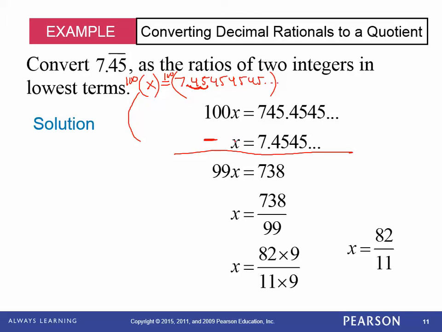So 100x subtract x gives you 99x. 745 subtract 7 gives you 738. And the repeating section, since it's the exact same number, we just got rid of all this repeating decimal. That's exactly what we wanted. After that, divide by the multiplier of x, and then reduce as you can. In this case, 9 goes into both of them, and eventually we get 82 over 11. So that's exactly what we're going to do for the next one here.